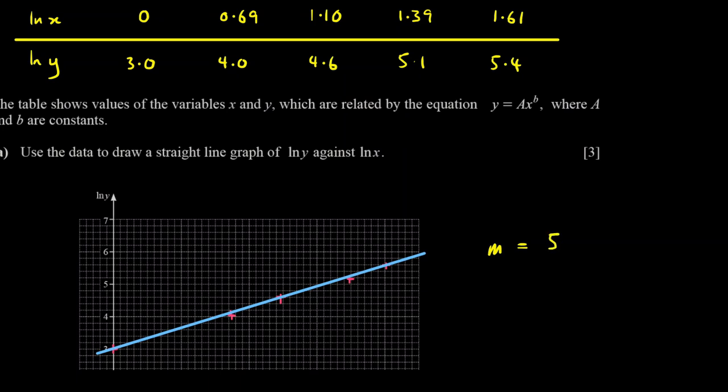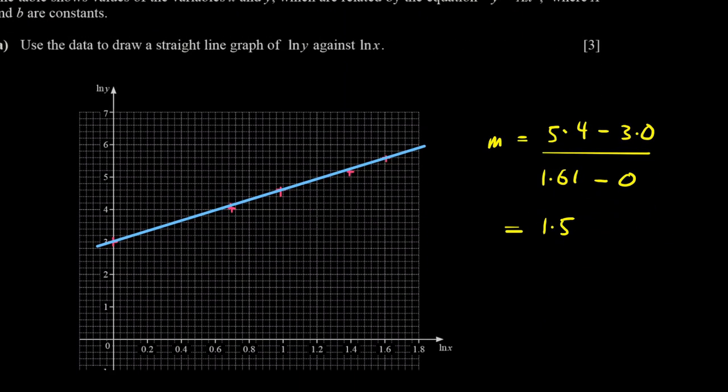So 5.4 minus 3.0, the change in the y, over 1.61 minus 0 for the change in x. And I'm just going to calculate that on the calculator. 5.4 minus 3.0 divided by 1.61 is equal to 240 over 161, which is 1.49, which is roughly 1.5. Okay, and so remember what we said is the gradient is the same thing as our b value, so we can just write b is equal to 1.5.